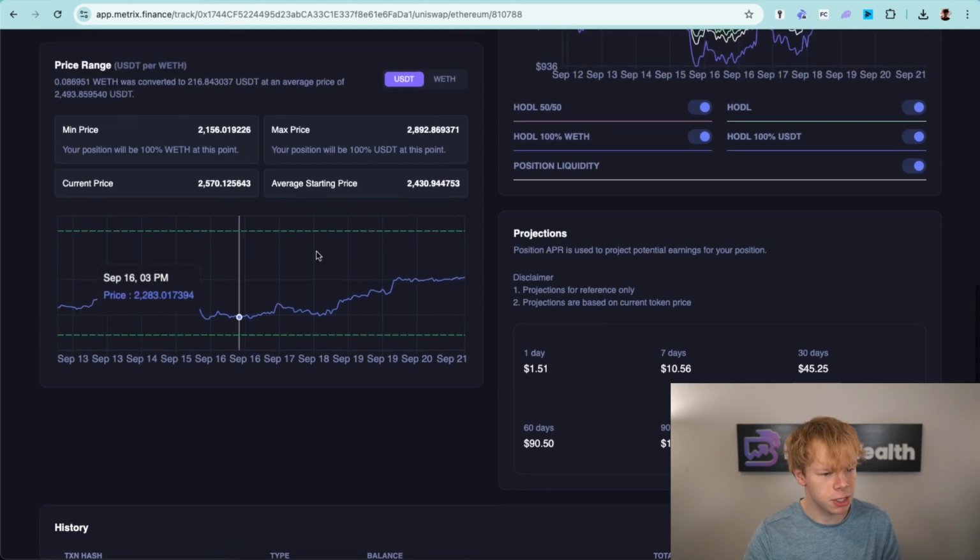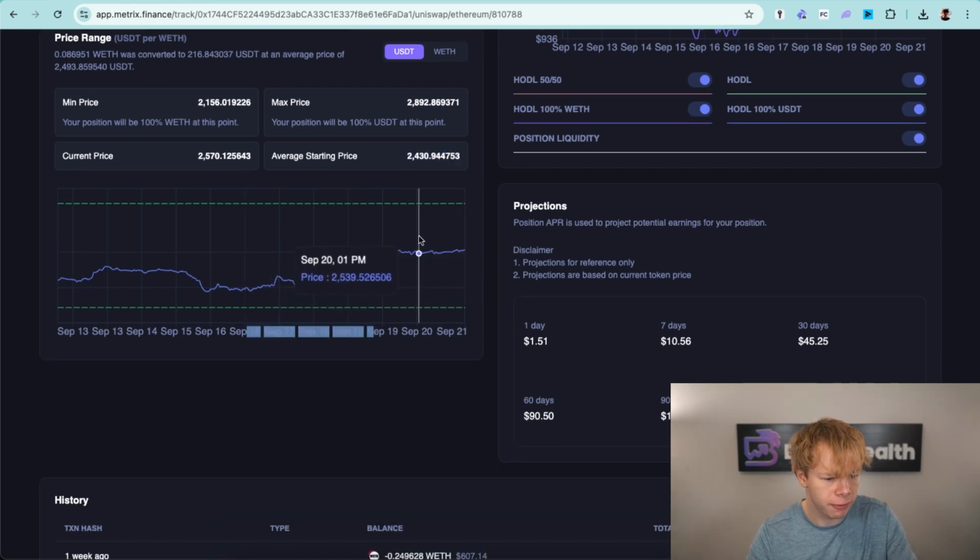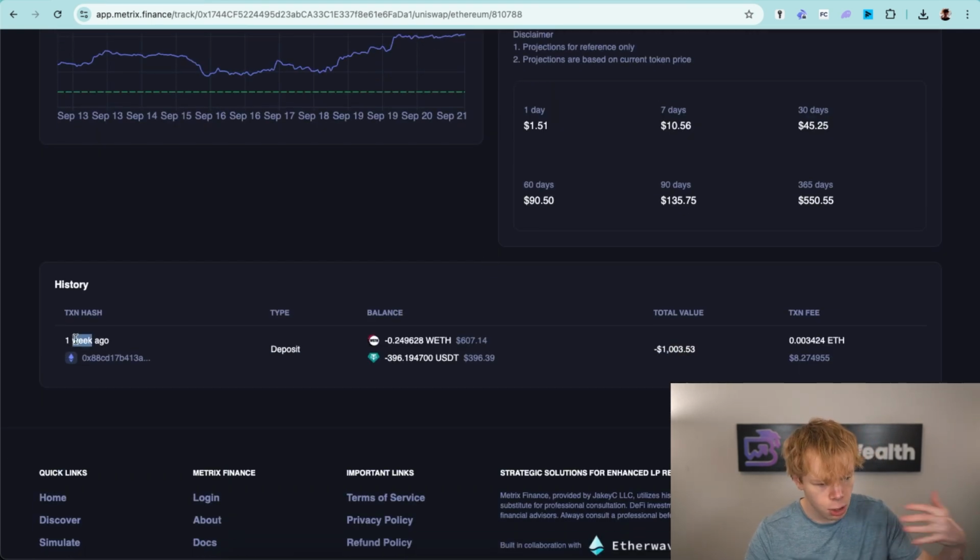Looking over at the price range of this position, our average starting price was roughly $24.30, and currently Ethereum is at roughly $25.65. So once again, we did see a little bit of growth for Ethereum. And as you can see, our deployment was roughly a week ago with $1,003.